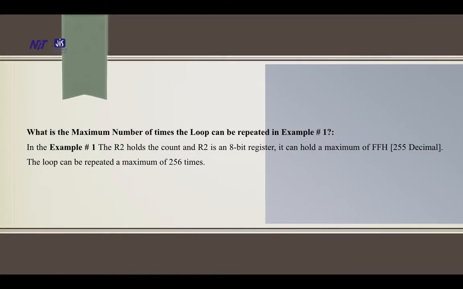What is the maximum number of times a loop can be repeated in Example 1? In Example 1, R2 holds the count and R2 is an 8-bit register. It can hold a maximum of FFH, that is 255 decimal. The loop can be repeated a maximum of 256 times.